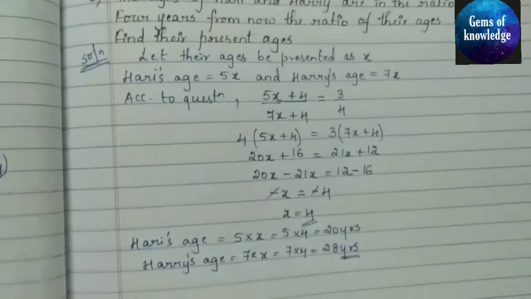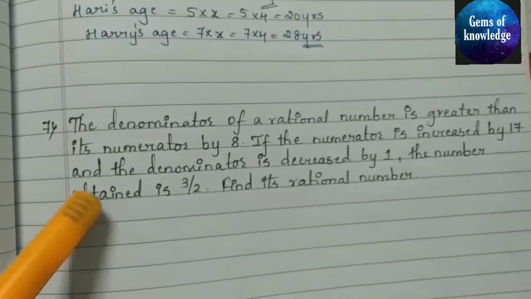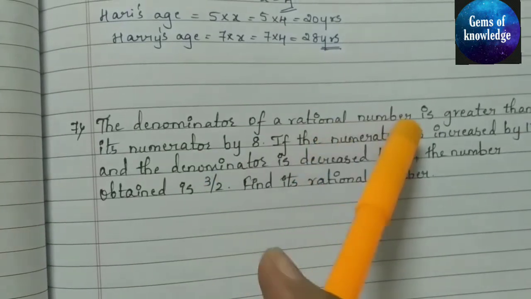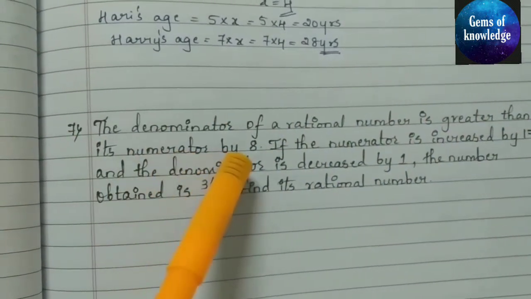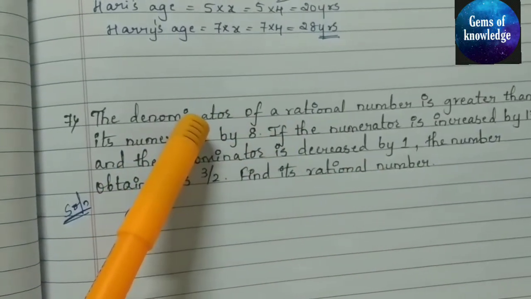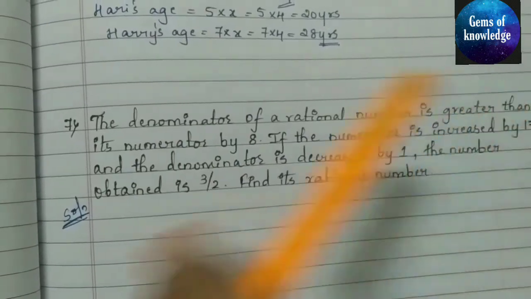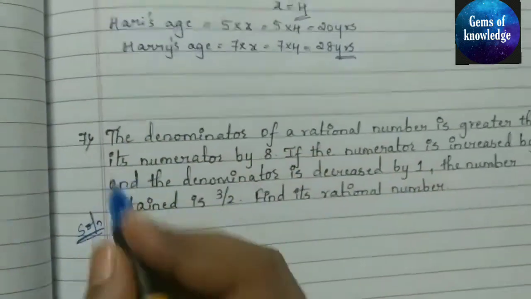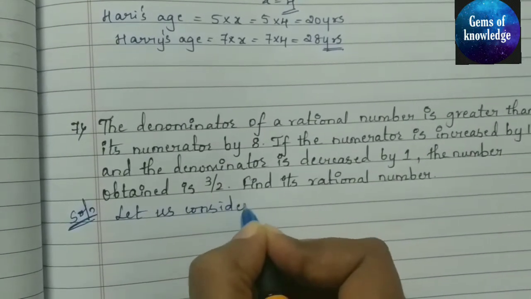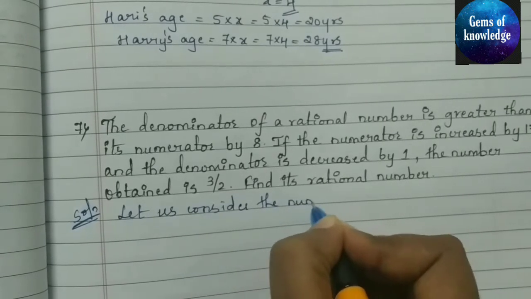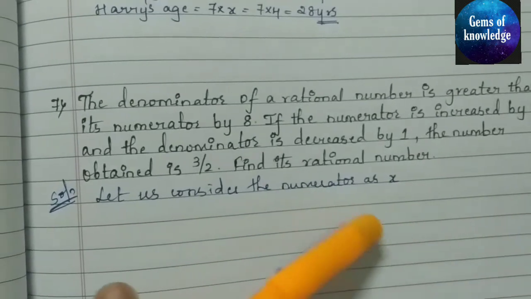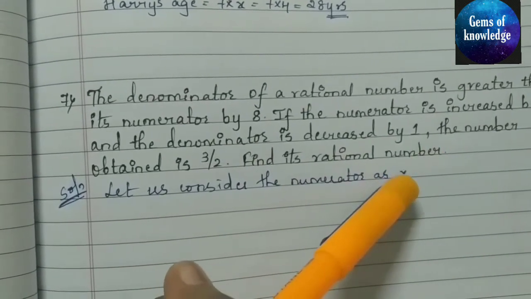Okay, so moving on to the next question, the last question of this exercise as well as this chapter. The denominator of a rational number is greater than its numerator by 8. So let us consider this. What they have told, the denominator of a rational number is greater than its numerator by 8. So first we have to consider the numerator to be x.